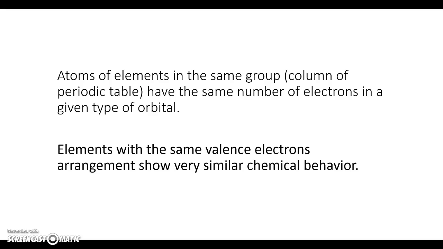We are going to talk about this in a minute, but atoms of elements in the same group, which is a column of the periodic table, have the same number of valence electrons and the same number of electrons in a given type of orbital. We had talked before that the periodic table was set up to put together elements that had the same chemical characteristics, the same chemical behavior, and those are arranged in these columns or groups. We'll show you why in a minute.